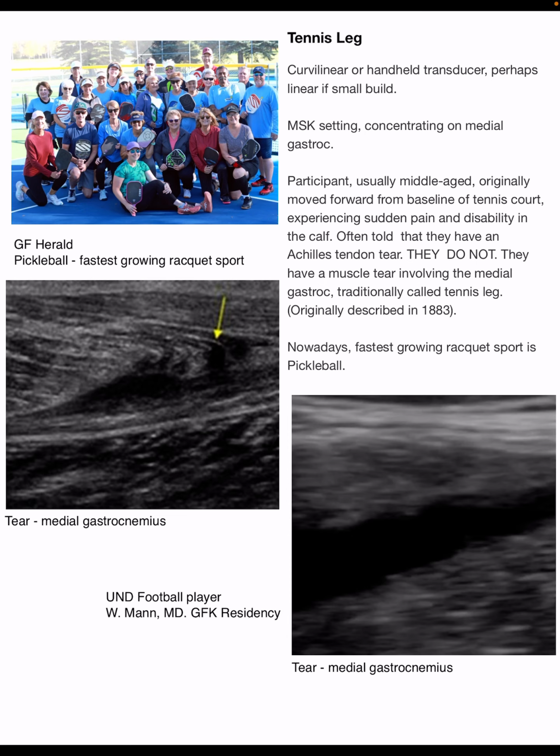The patient is usually middle-aged, having moved forward quickly from the baseline of a tennis court, experiencing sudden pain and disability in the calf. They're often told that they have an Achilles tendon tear. They do not. They have a muscle tear involving the medial gastrocnemius, traditionally called tennis leg, and originally described in 1883.